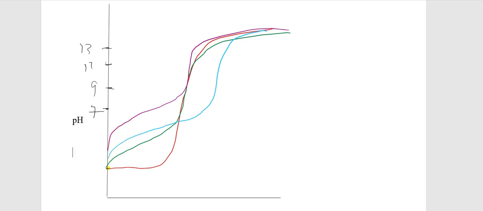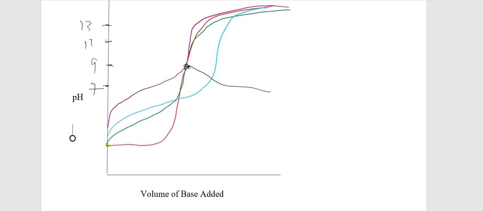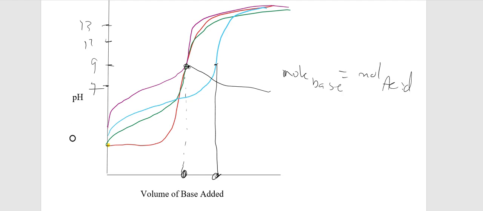If you notice, the green, red, and purple lines all meet at the same equivalence point, and they all therefore use the exact same amount of base to reach that equivalence point, which means they have the same concentration of acid. The blue line needs more base, so therefore it has a stronger concentration of acid, because remember, the moles of the base equal the moles of the acid. Okay, that's an important little thing to know.